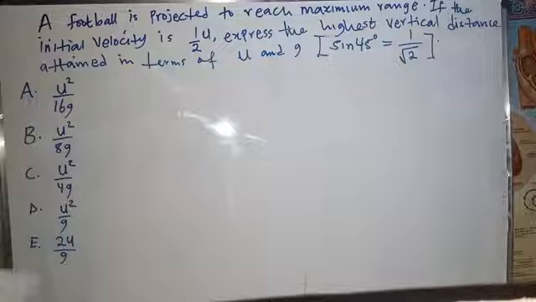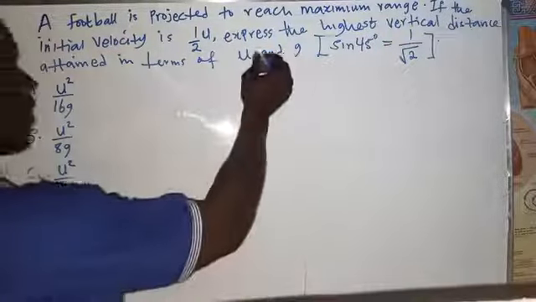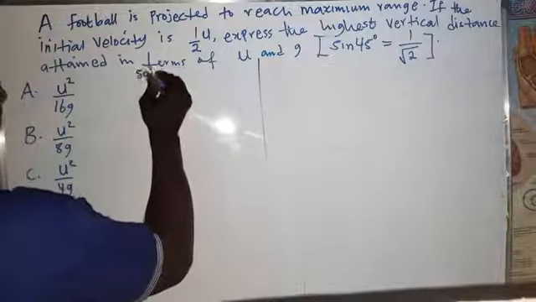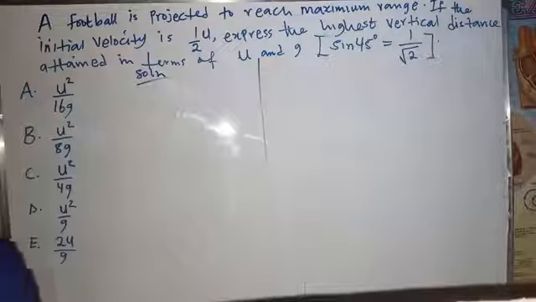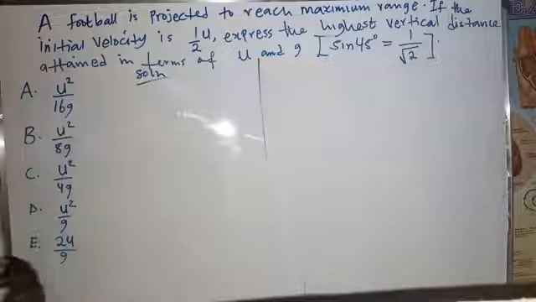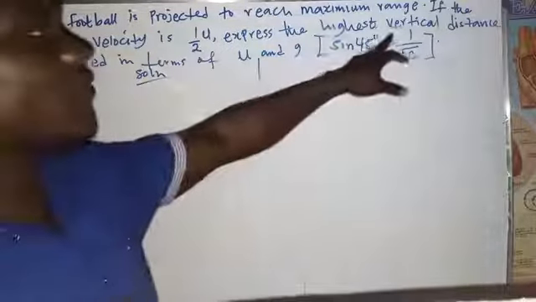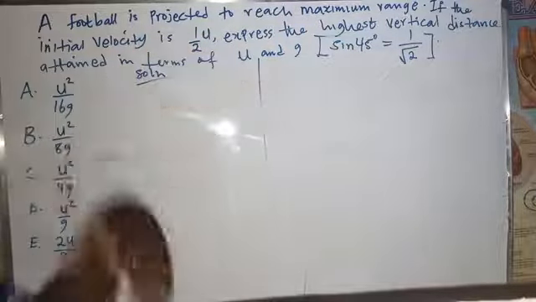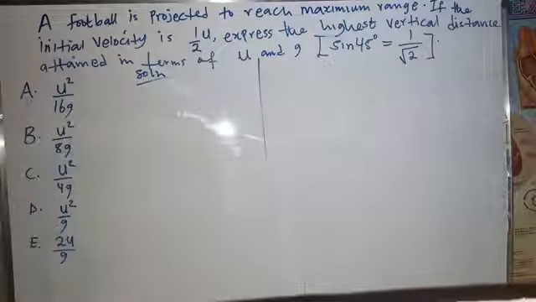Now, let's solve this problem together. Solution, let me divide the board. So the question is, express the highest vertical distance attained in terms of u and g. We are going to use the third equation of motion to solve this problem.